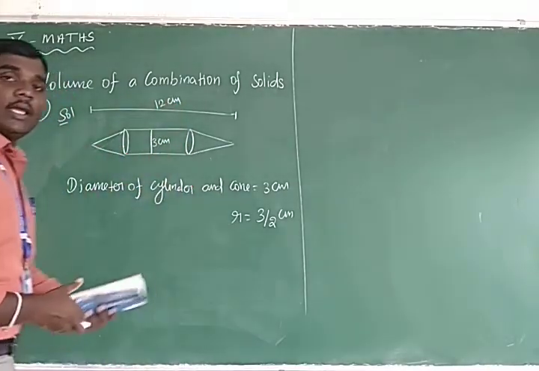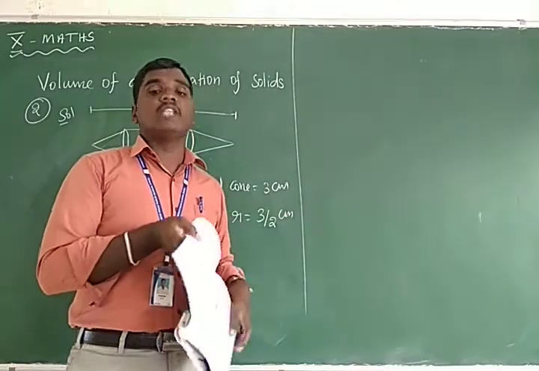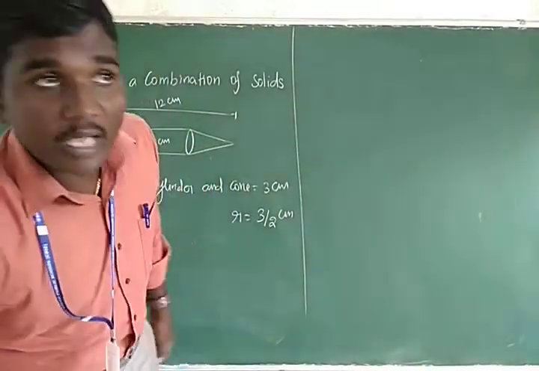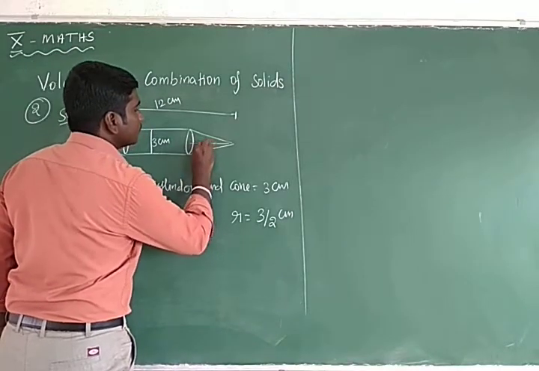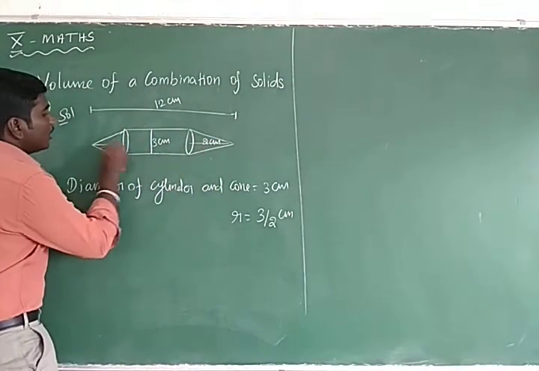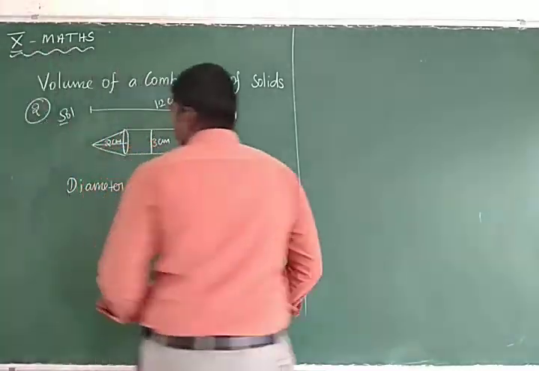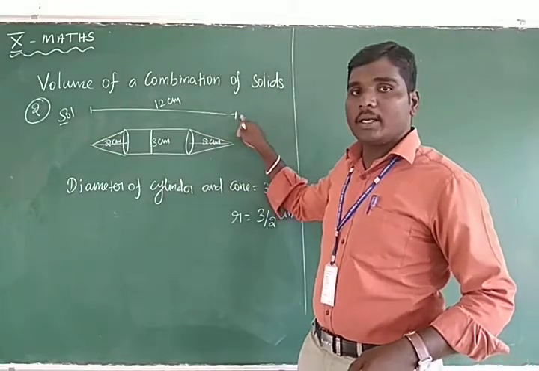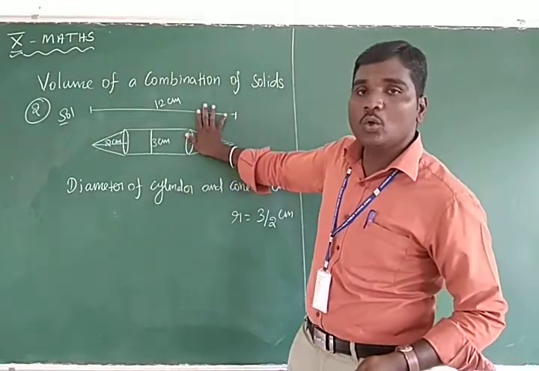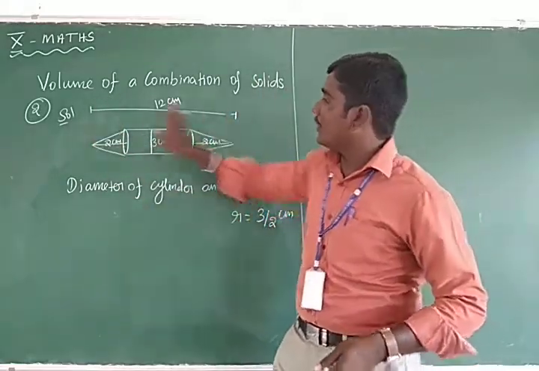The total length is 12 centimeter. If each cone has a height of 2 centimeter. So this cone is height 2 centimeter, here 2 centimeter. Okay, so what about total length? 12 centimeter. So height of cone is 2 centimeter, here height of cone 2 centimeter.